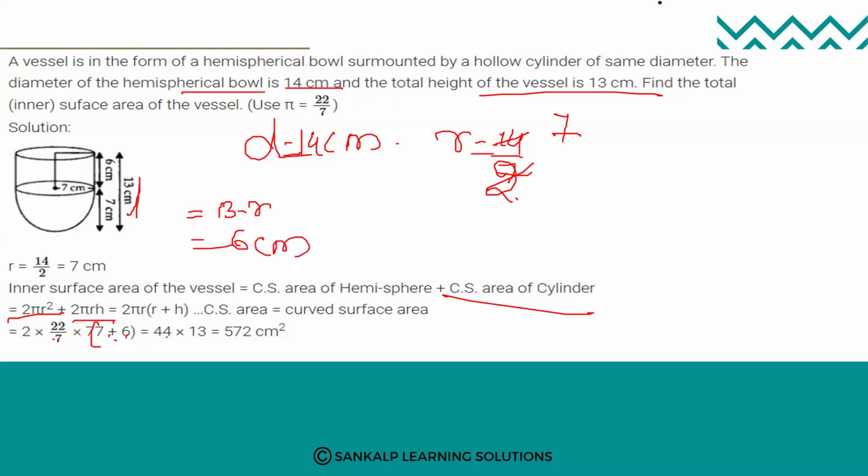So 7 plus 6. 44 into 13. 7 and 7 will get cancelled. 2 into 22, that is 44. 7 plus 6 is 13. 44 into 13 is 572 centimeters.